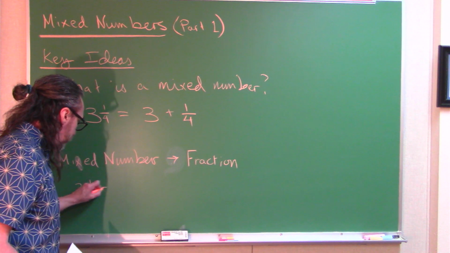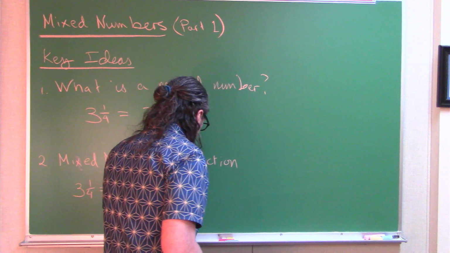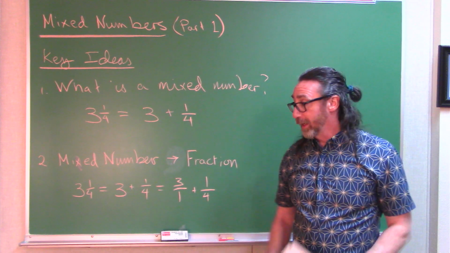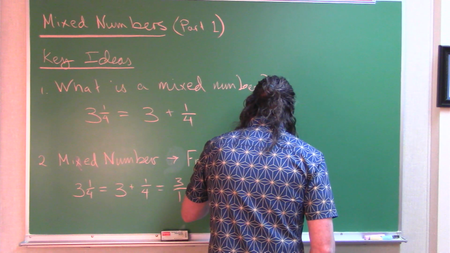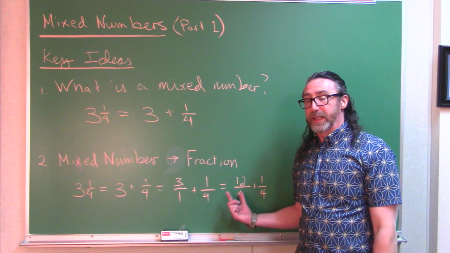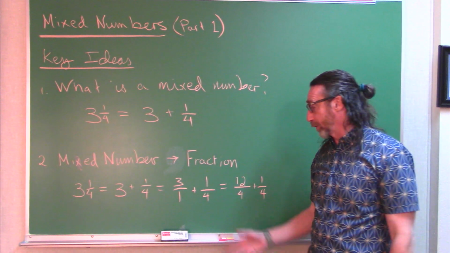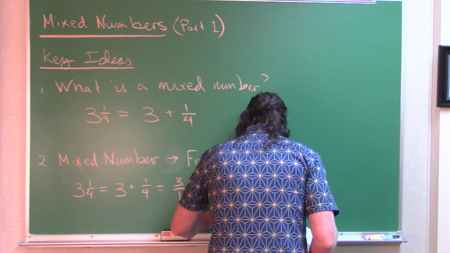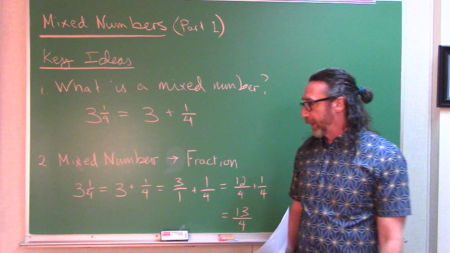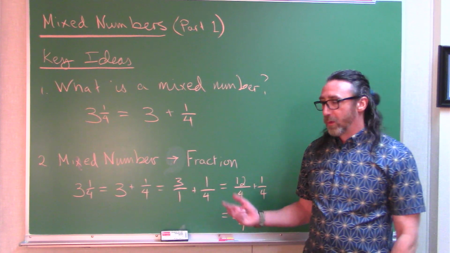So 3 1/4, as we see it up here, is equal to 3 plus 1/4. This is adding fractions. Remember, every whole number is a fraction with a 1 in the bottom. So this is equal to 12/4 plus 1/4. Of course, what I did there was find a common denominator. If you're adding fractions, they have to have the same denominator. We already know that from some previous work. So this is equal to 13/4.